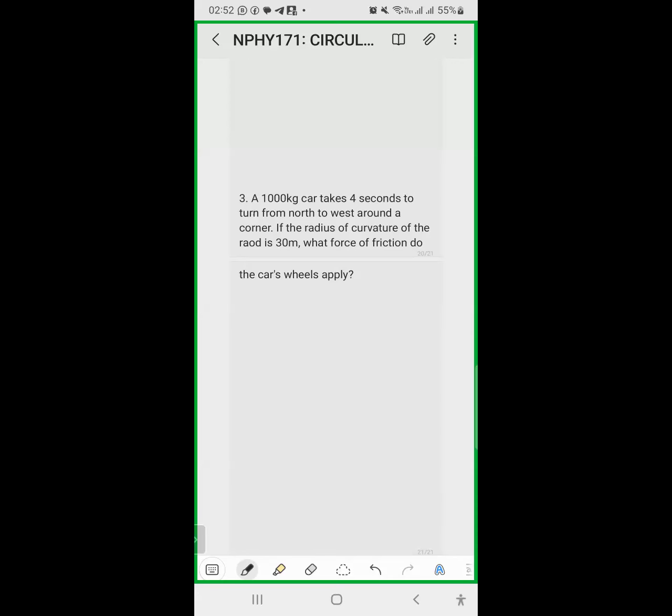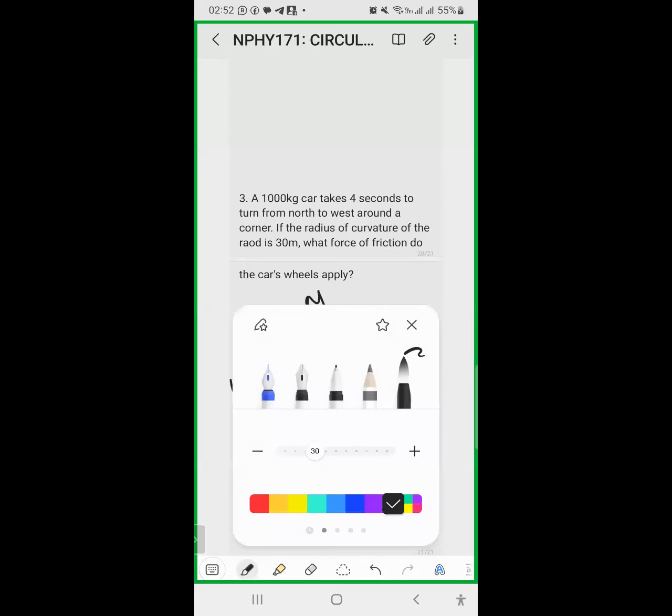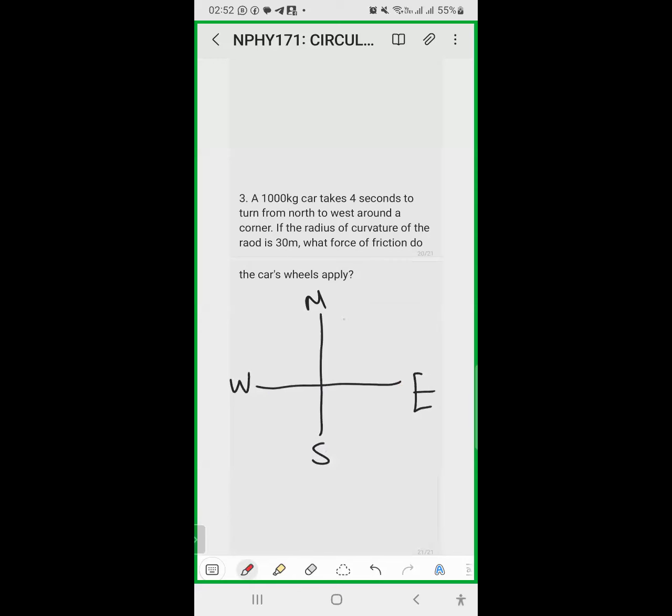So here they say a 100 kg car takes 4 seconds to turn from north to west. So we can draw our compass. We have the north, the west, the south, and also the east. So it takes only 4 seconds for this car to turn from north to west.